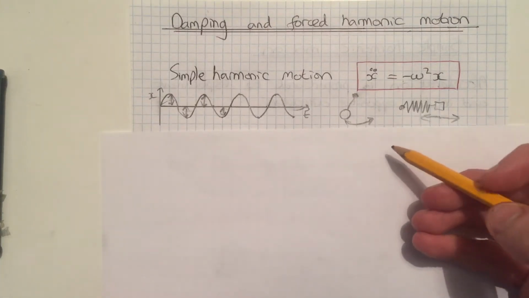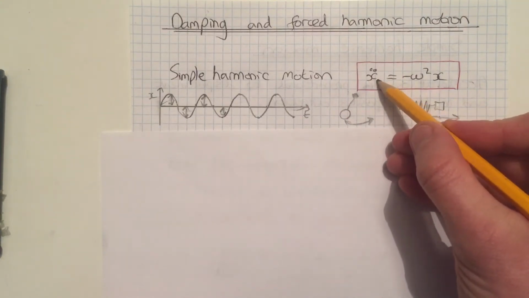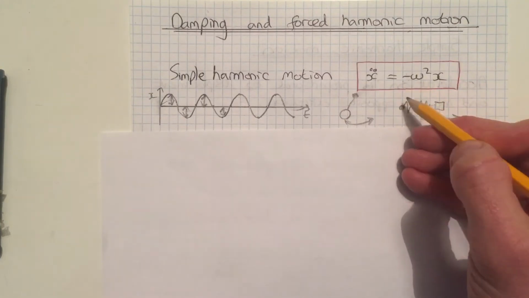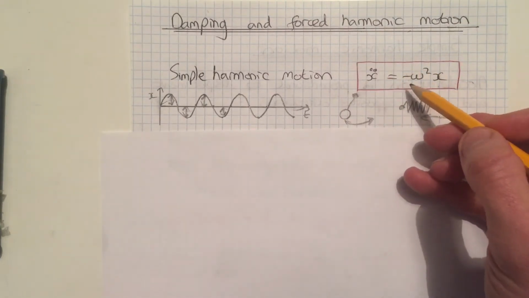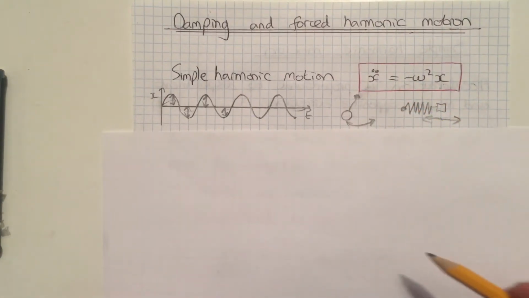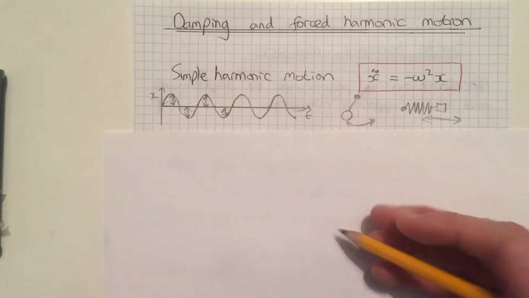In the previous video, we saw how all simple harmonic motion can be modelled by the equation: the acceleration is proportional to the displacement, but in the opposite direction. And we saw how the general solution for this is a trigonometric function. However, that is a little bit unrealistic in a lot of circumstances because that would be suggesting that the amplitude of oscillation is always constant.